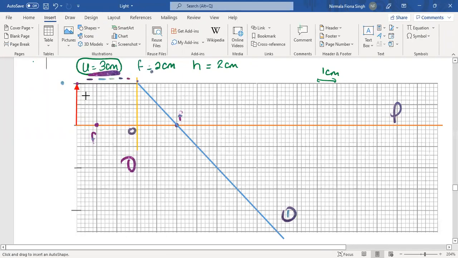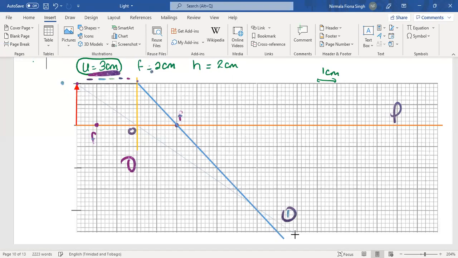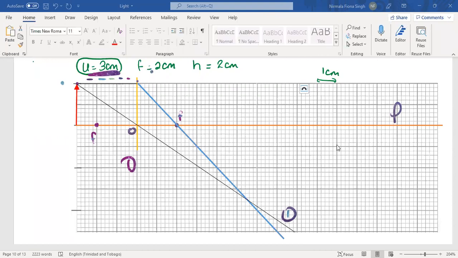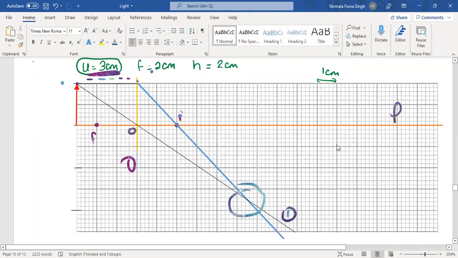All right, so from the very top through the optical center, this is where you need a long ruler. You cannot do this with a short ruler, folks. So we go from the very top of our object to the optical center, and we draw that line straight across. And wherever these two lines meet is where our image is going to form.